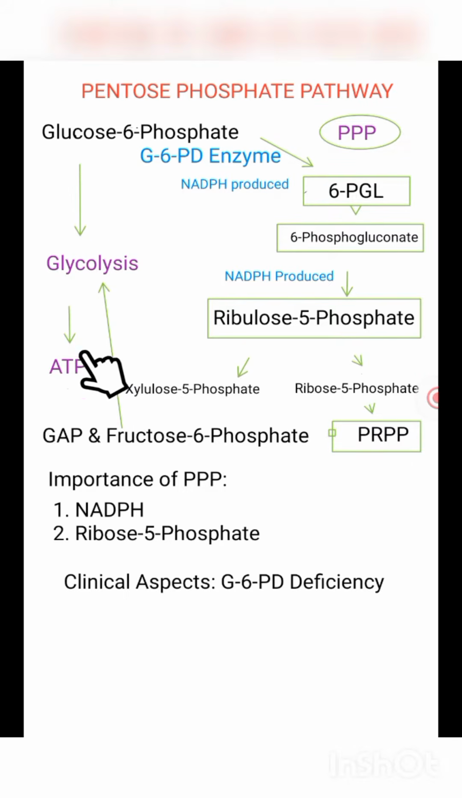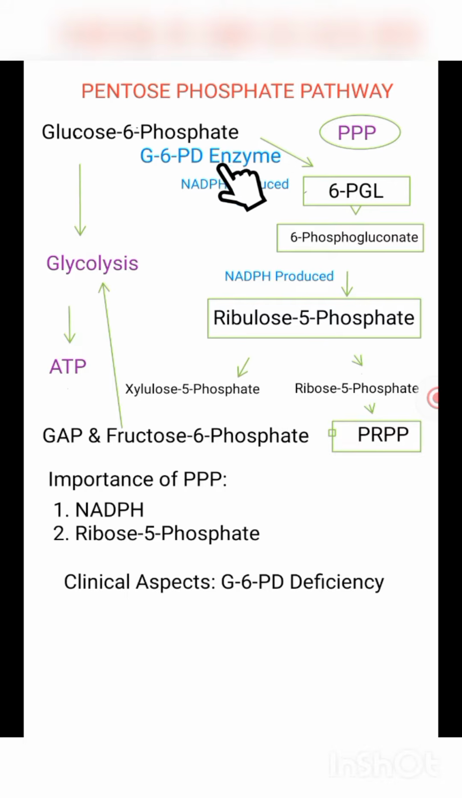Now, if the cell needs ATP more, we know that glucose 6-phosphate can go into glycolysis to produce ATP. So you have to know that. On the other hand, if the body needs NADPH and ribose 5-phosphate, be rest assured that glucose 6-phosphate will be shunted into the pentose phosphate pathway. This pathway has two important phases: the oxidative phase, which makes up the first three irreversible steps, and the non-oxidative phase, which actually has reversible steps.